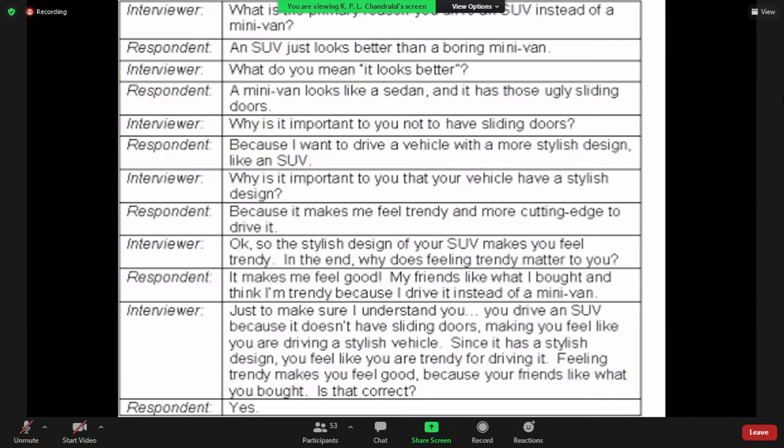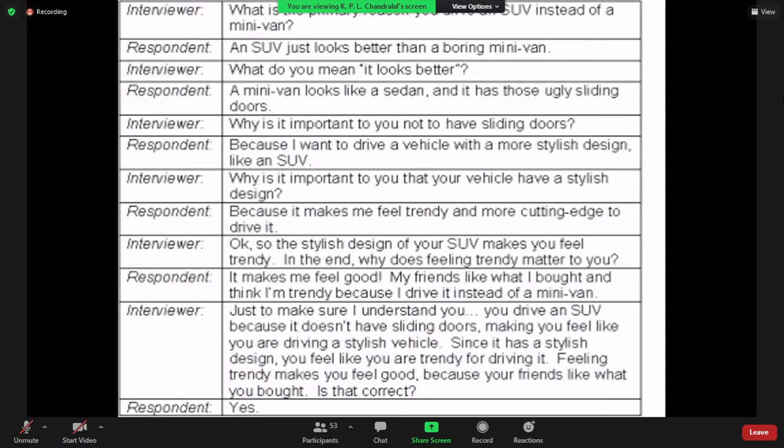But now we want to know what the functional consequences are. Why is it important to you not to have sliding doors? Because I want to drive a vehicle with a more stylish design, like an SUV. Stylish design: now the functional consequence is emerging. Sometimes we have to ask two or three questions till you get this one, but this is a simple example. Directly, the customer is giving the expected answer, but this may not be the normal situation.